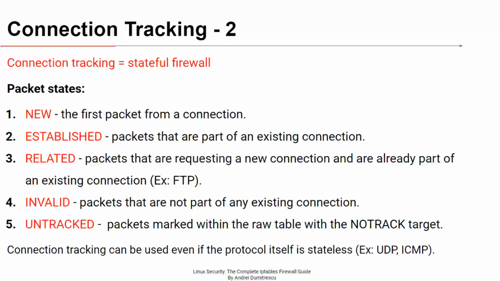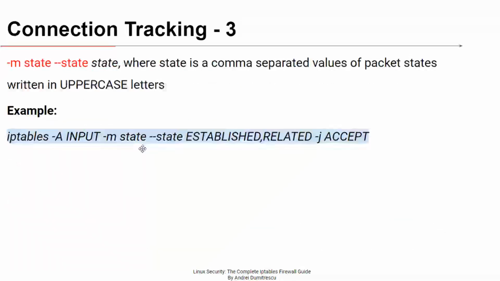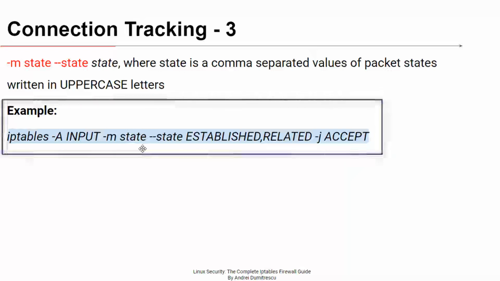Note that you can use the stateful functionality of iptables connection tracking with any network protocol even though the protocol itself is stateless, such as UDP or ICMP. To match packets based on their state, use -m state --state, and then comma-separated values of packet states written in uppercase letters. In this example, we are accepting incoming packets if they are already part of an existing connection.